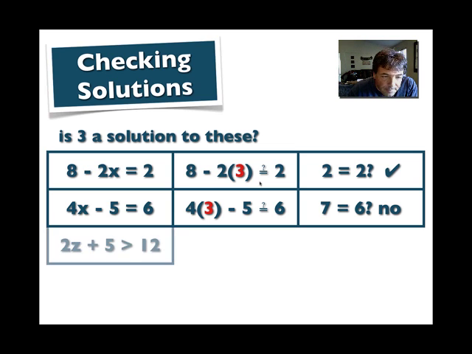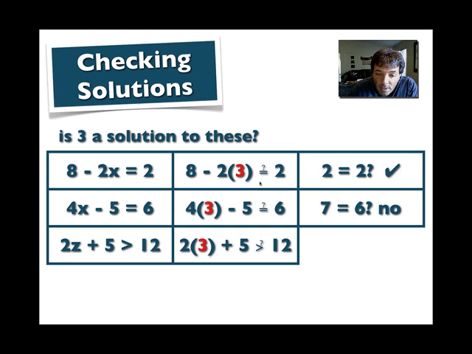Now an inequality. This time, we're going to substitute 3 for z. And the question is asking us, if we multiply 2 times 3 and add 5 to it, is that going to be greater than 12? Since 2 times 3 is 6, and 6 and 5 is 11, we know this is false. So since 11 is not greater than 12, this is not a solution to the inequality.